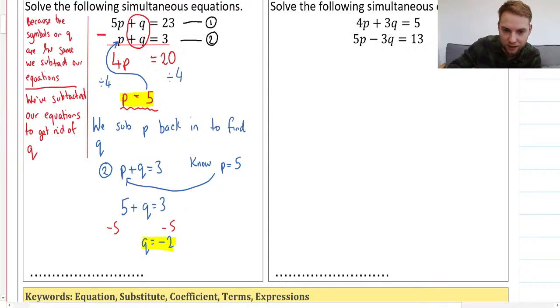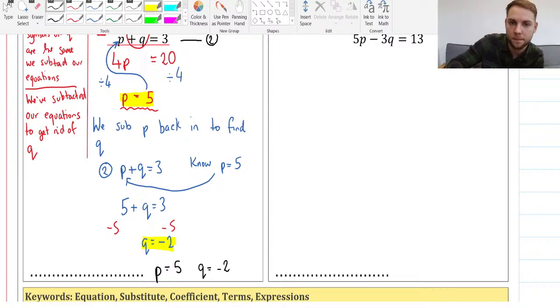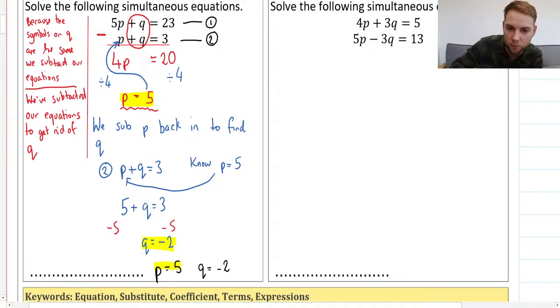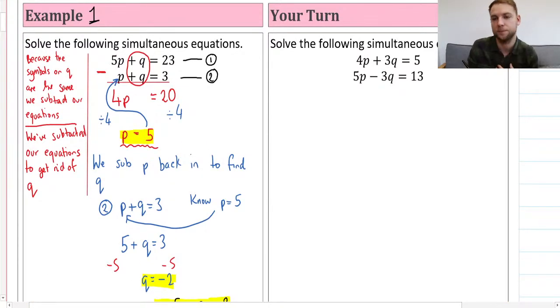Now, it does seem tricky at first. So p is equal to 5 and q is equal to negative 2. Okay, this does seem tricky, but when you get used to it, it's not too bad. So that one there was example 1. There we go. So I'll give you a second just to get that down.